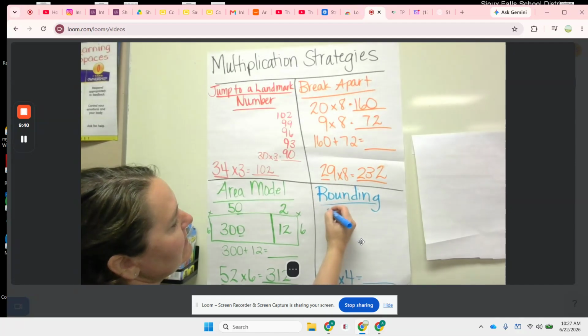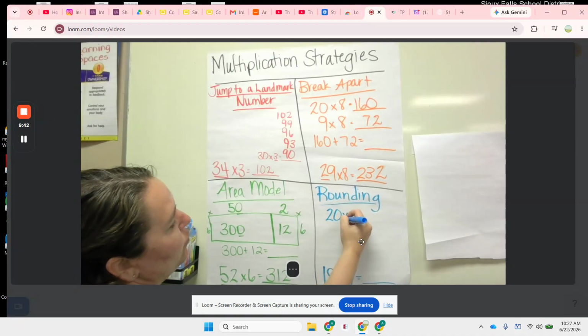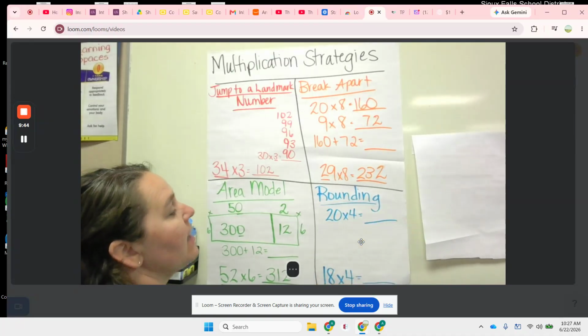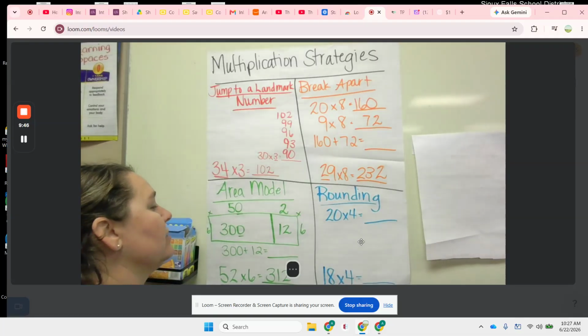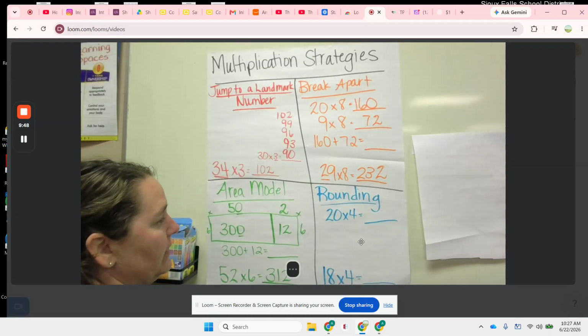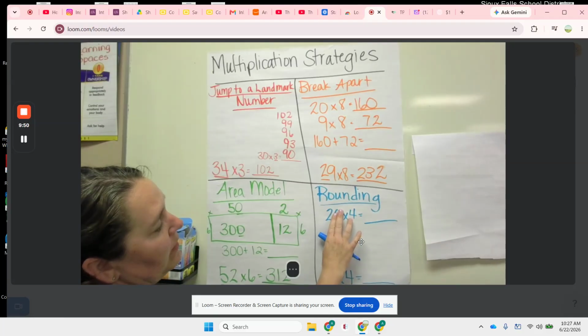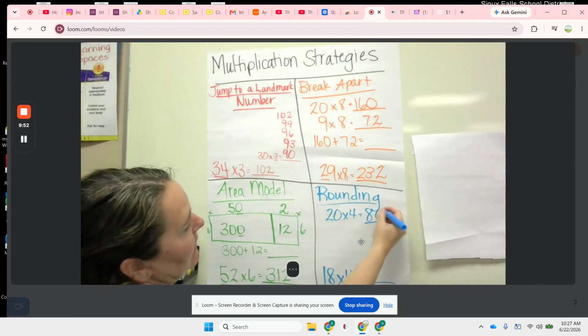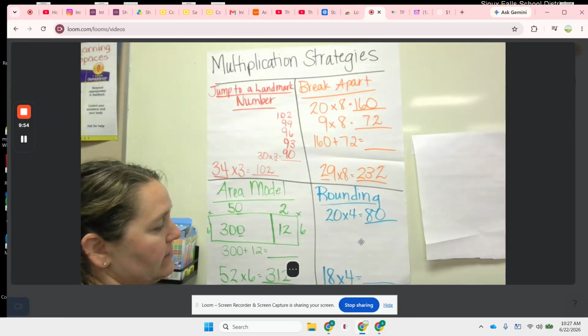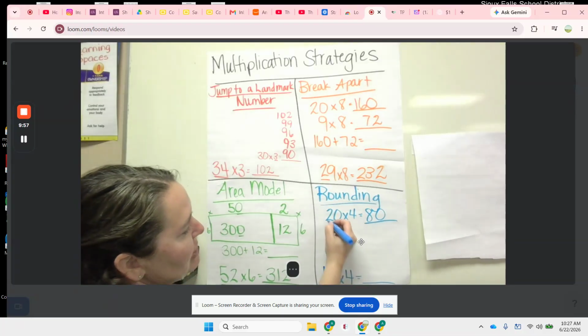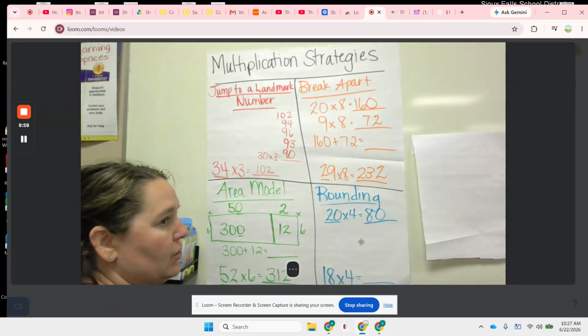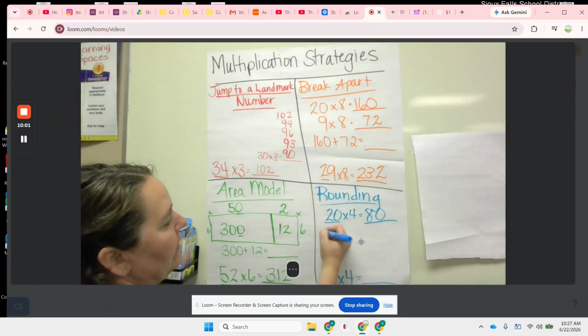But again, if they recognize that's how to do it and they are strong in that strategy, that's what's important. So with the 18, I would round it up to a 20 times a 4 because that should become a mental math strategy eventually for my students. Or they can tell me, well, I know 2 times 4 is 8, and I put the 0 in the ones place. But we talk about how we actually had 18 and we made it into a 20. So it's going to be too big.